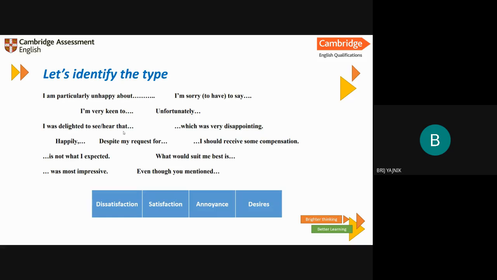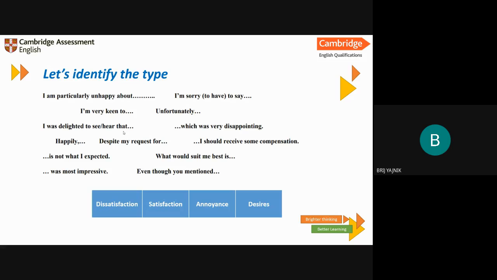Okay, "despite my request for." Now this is particular. Despite means he has requested many times, yet it's not fulfilled. No, it's not a dissatisfaction. See, he has requested many times. So understand this: repetition is annoyance. Now he's annoyed. He's saying, I requested so many times, and still you are not sending it to me.